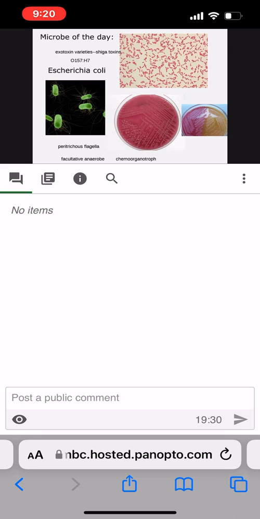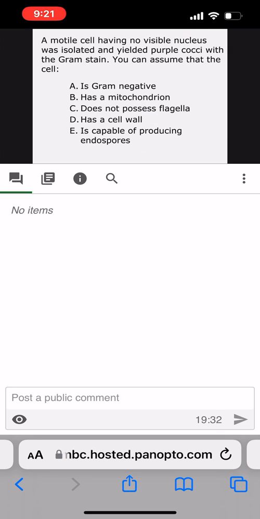I have a poll here that I'd like to do. I want to do these occasionally. So here's the slide. A motile cell having no visible nucleus was isolated and yielded purple cocci with Gram stain. So you can assume that the cell is one of these, A through E. I think I haven't done this before. Let me try to see if I get the poll going here.